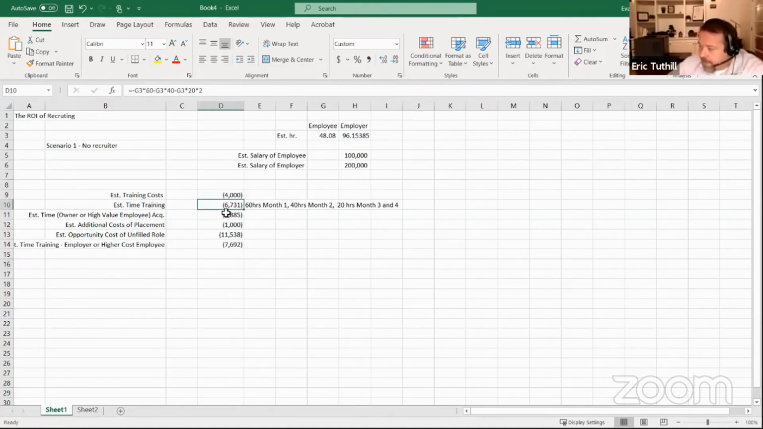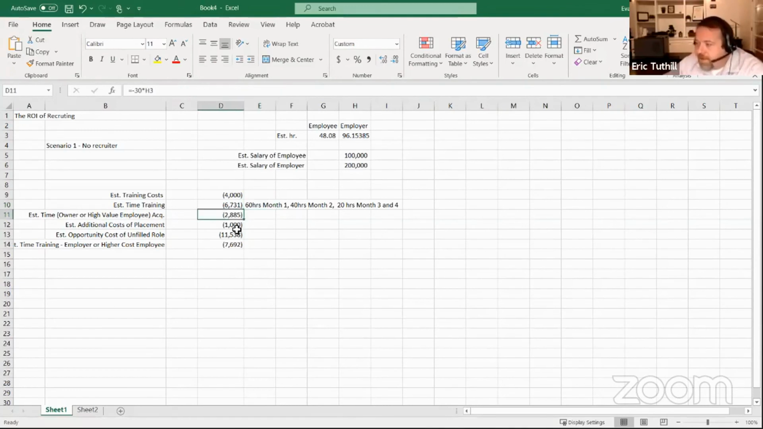So we've got estimated time training. I'm thinking, hey, you're going to have at least 60 hours month one, right? Because you're going to be a little bit more hands-on with people. There's going to be a little bit of a cost to getting back up to that total activity level, right? And then if that employer, let's say he's a small shop, has to go out and do this himself, he's got opportunity costs, right?